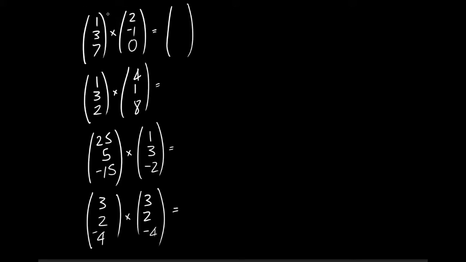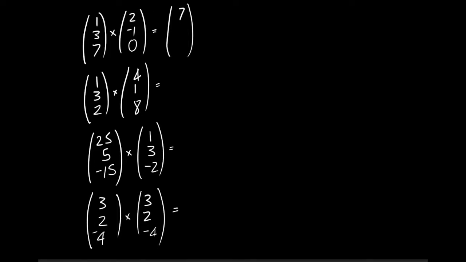We want the first element of this cross product. So we ignore the first elements of the two source vectors. We do the falling diagonal, 3 times 0, that's 0. And we subtract the rising diagonal, 7 times minus 1, that is minus 7. So we're subtracting minus 7, that means we'll get plus 7. So the first element here is going to be a 7.